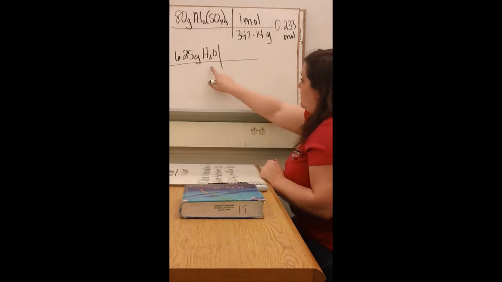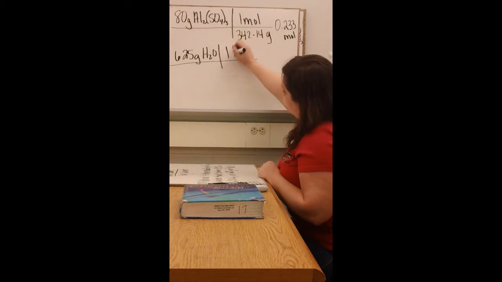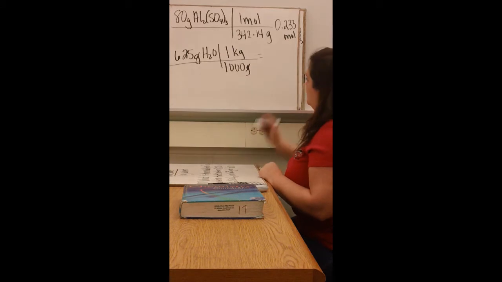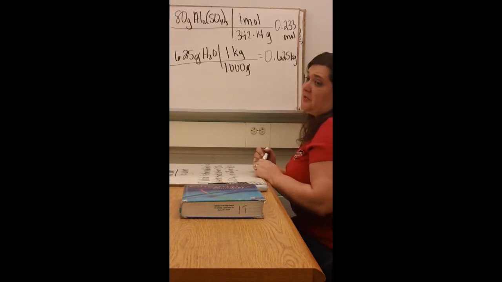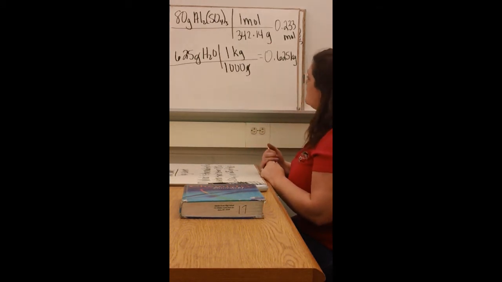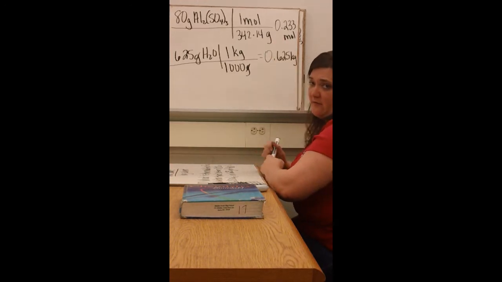Next, we're going to convert our grams of water to kilograms. We know that the conversion for kilograms and grams is 1 kilogram is equal to 1,000 grams. So we're going to divide by 1,000, and that will give us 0.625 kilograms. At this point, I would expect that you already know how to do this conversion and you could do it in your head. So you do not have to show the work for that step. You do, however, have to show your work to convert grams to moles so that I can make sure that you have the right molar mass.